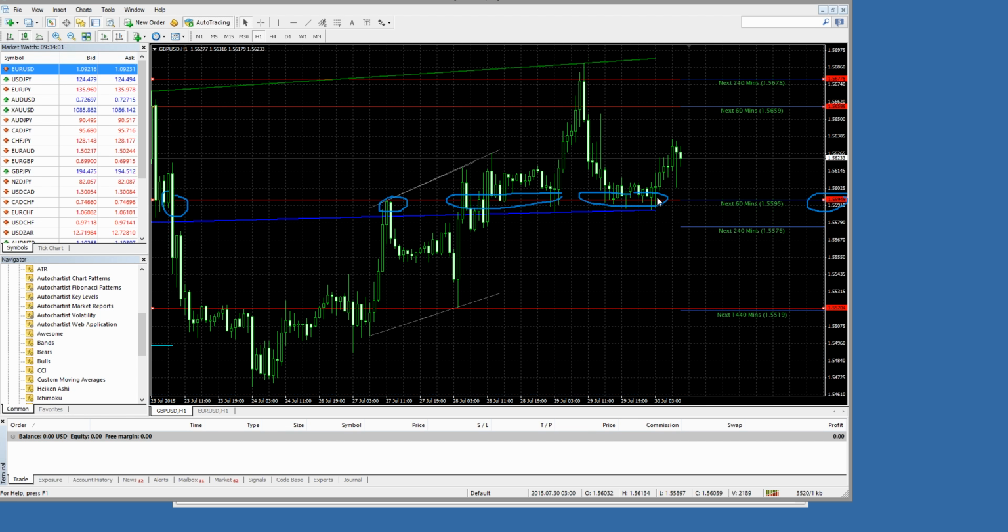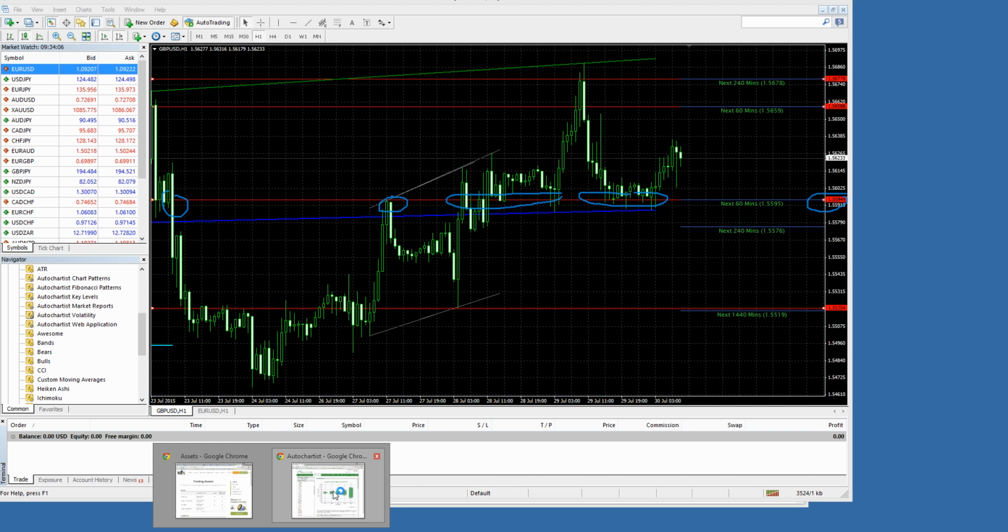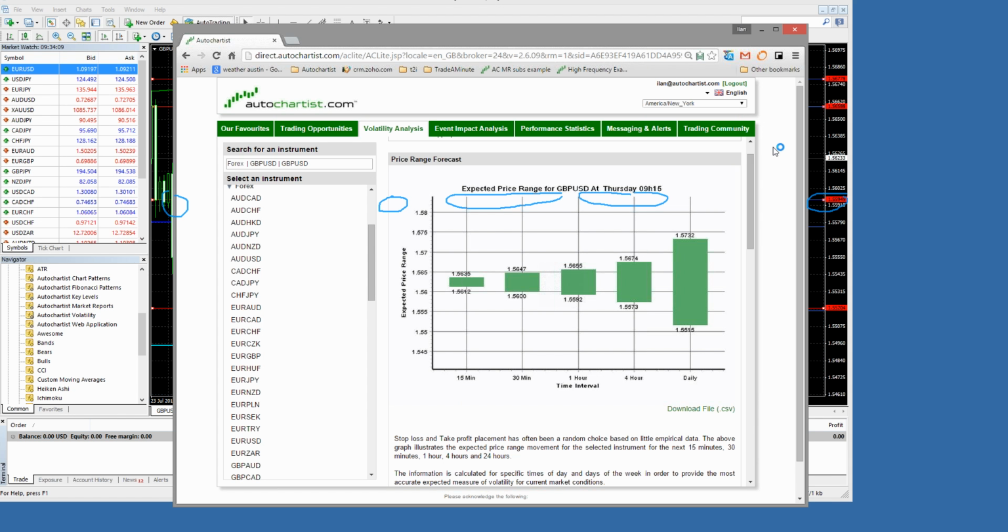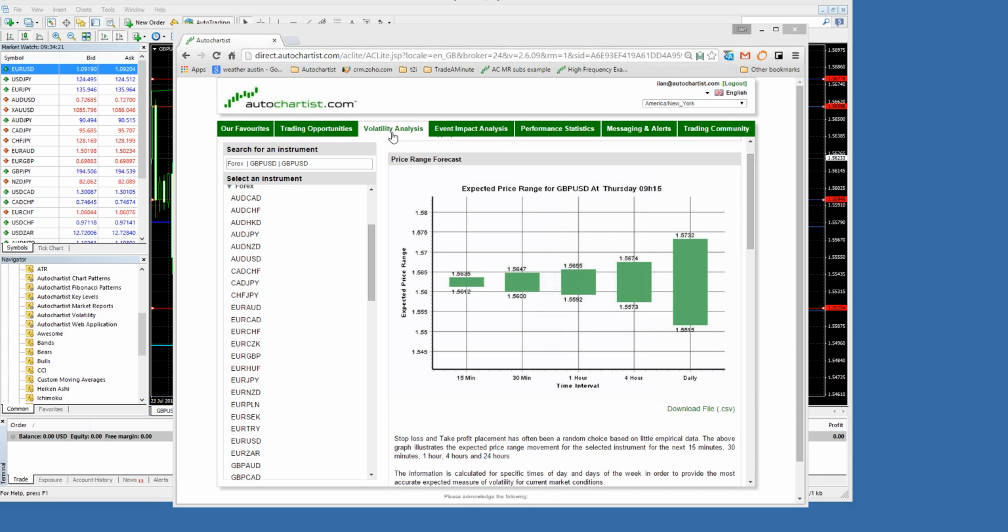Okay, so with that I conclude, and I just want to point out again, go to the Autochartist website, go to the volatility analysis section on the Autochartist website and look at the information, look at whether the stop losses you're using are appropriate to the market you're currently trading, the instrument in the market you're currently trading.